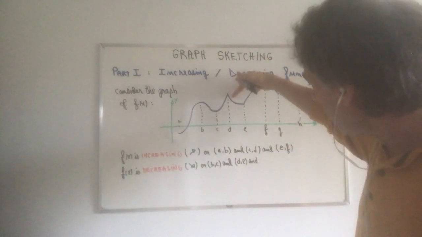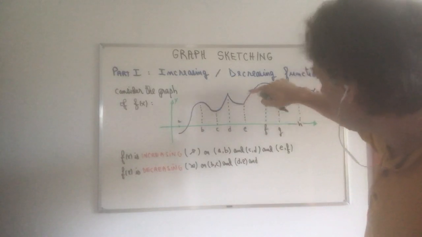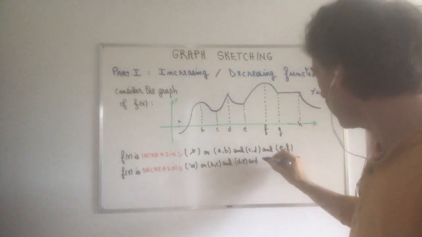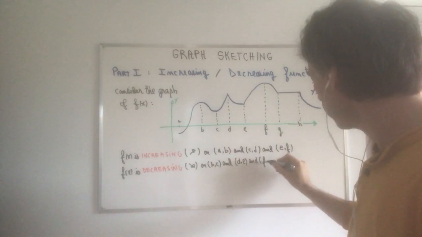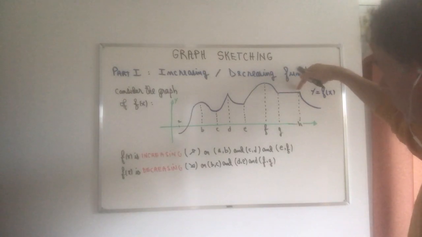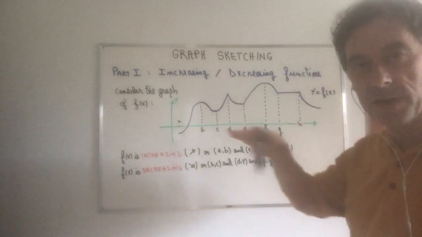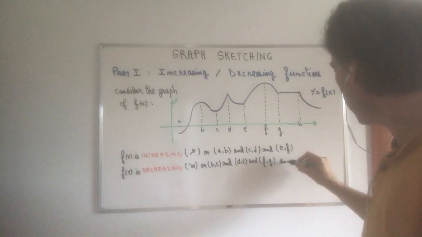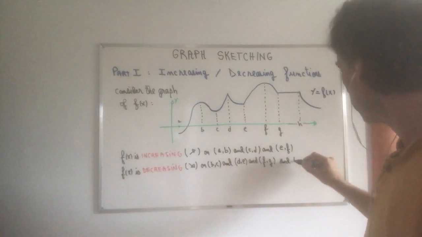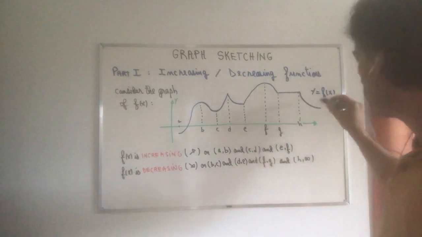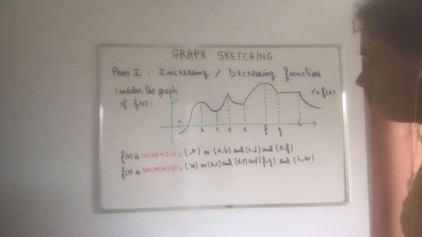So from D to E it went down, from E to F it went up, and then from F to G it went down again. And then from G to H it actually stayed still. This is actually sort of a plateau. And finally, from H to infinity, the graph continues to go down.